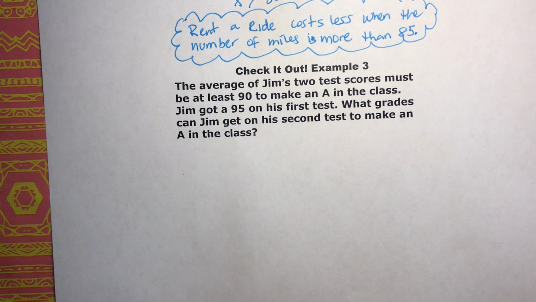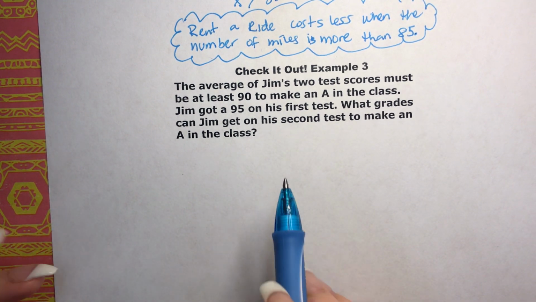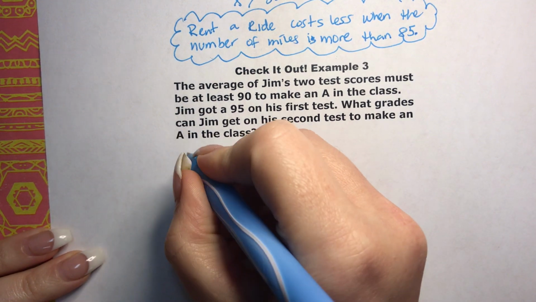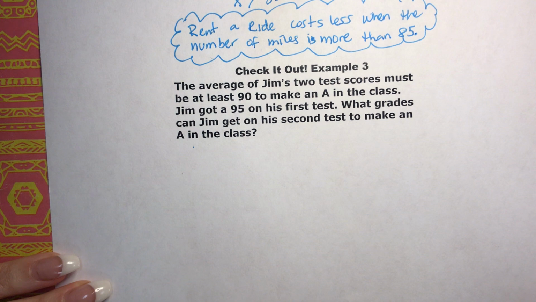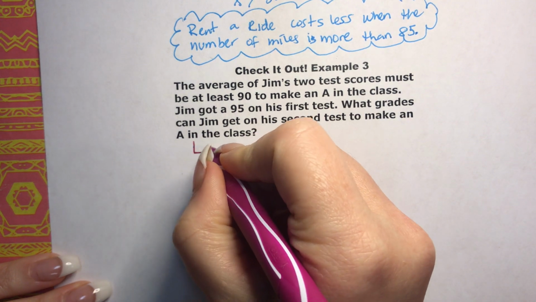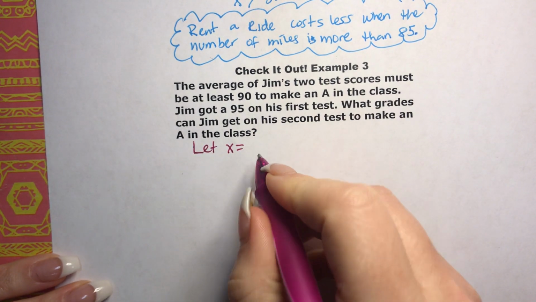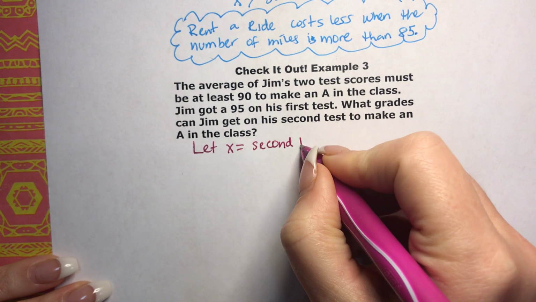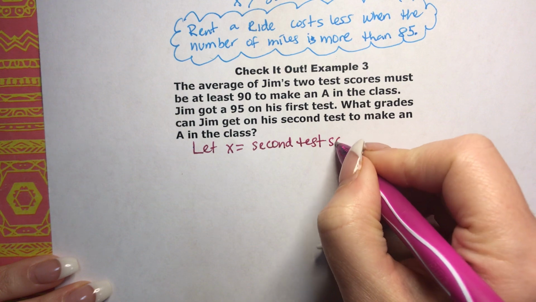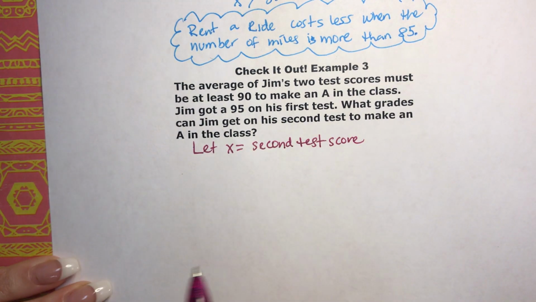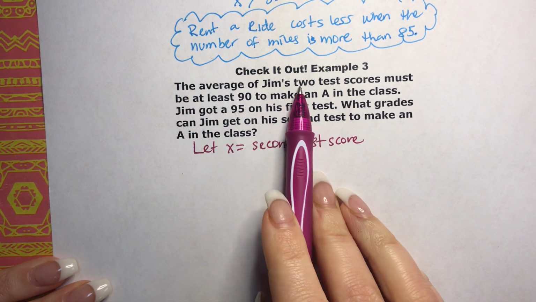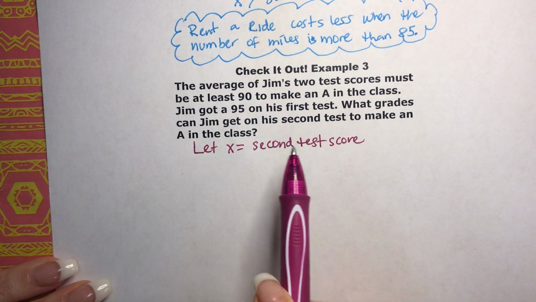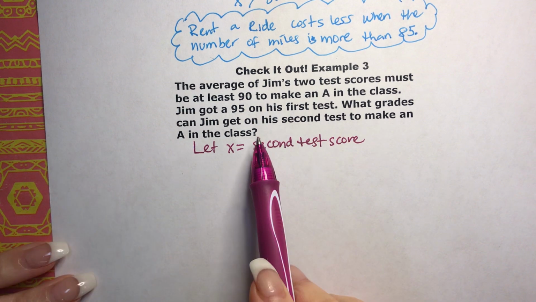So the first thing we need to figure out is, well, what is our variable, right? So it would be the score on the second test. So we're going to say let x equal the second test score. All right, and then it's saying the average of Jim's 2 test scores must be at least 90 to make an A, okay? So we're talking about the average, right?